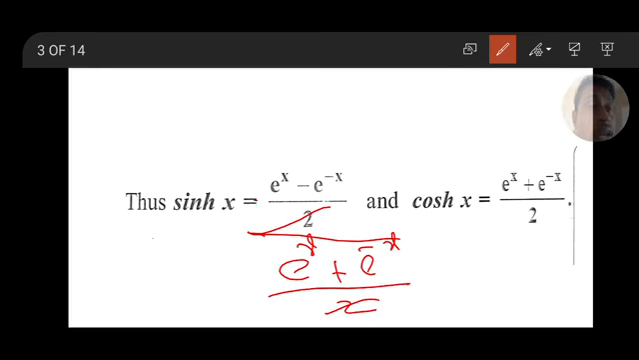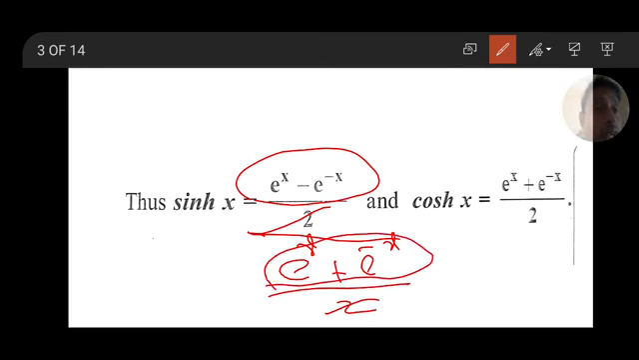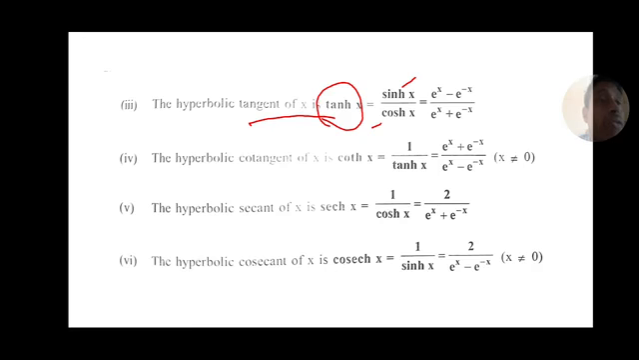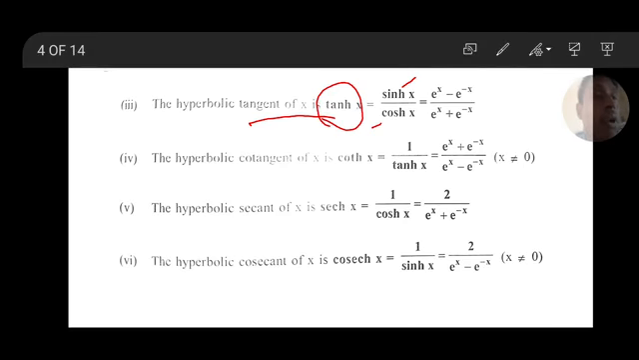The 2 cancels, we get e to the power of x minus e to the power of minus x by e to the power of x plus e to the power of minus x. Okay, that is tan h of x equal to e to the power of x minus e to the power of minus x by e to the power of x plus e to the power of minus x.